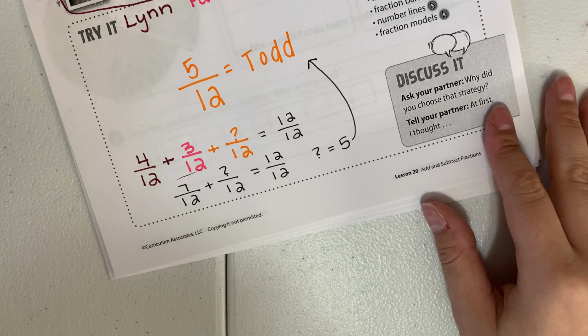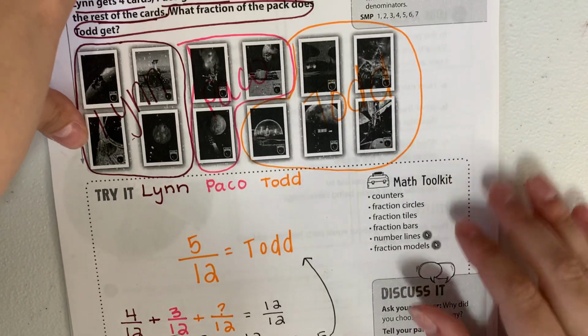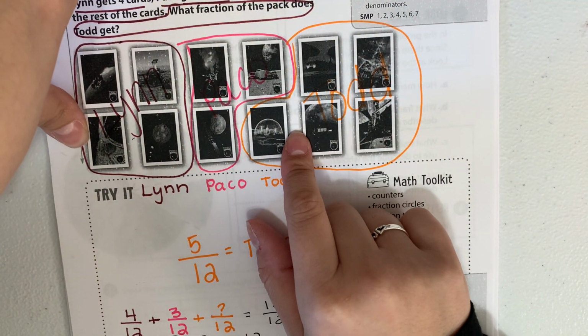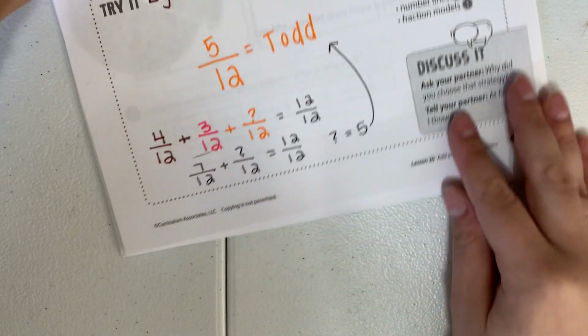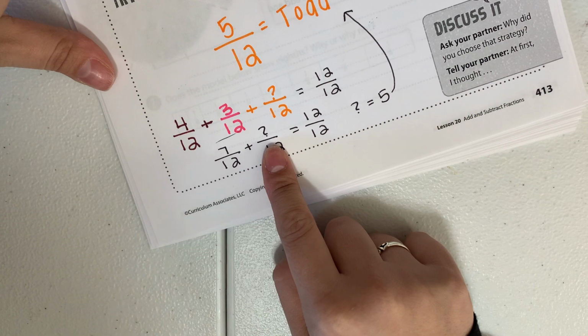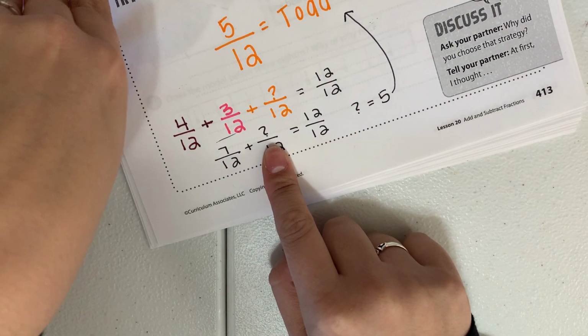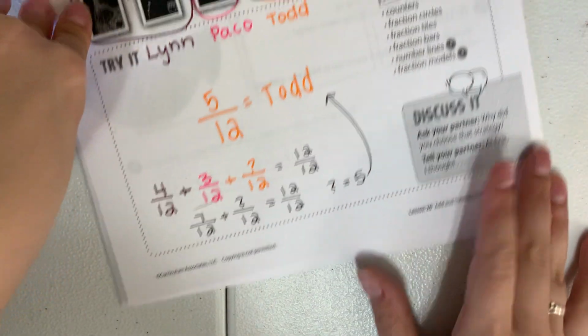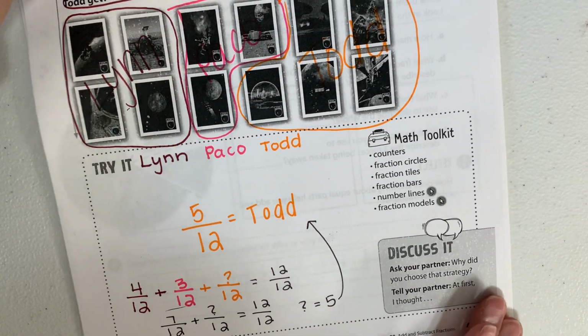So, multiple ways to go about solving this problem. Obviously, the circling of the cards was beneficial because they gave us the cards. But you could have also added like this and just solved for the unknown, okay? Now, if you have any questions, please pause here. If not, we're going to jump right on in to the next page.